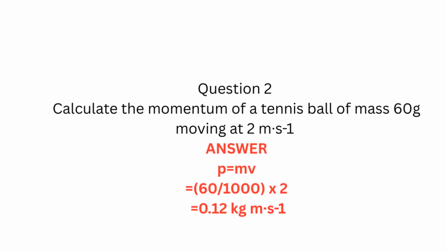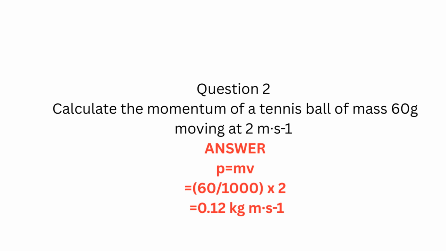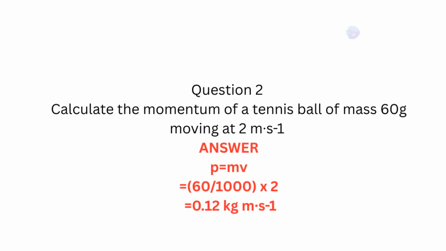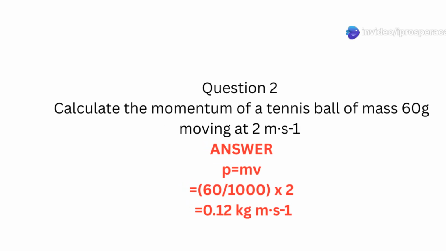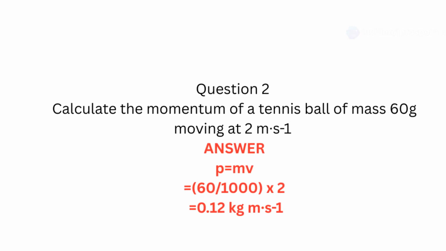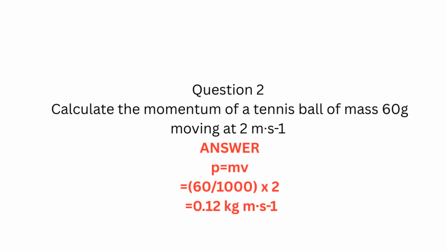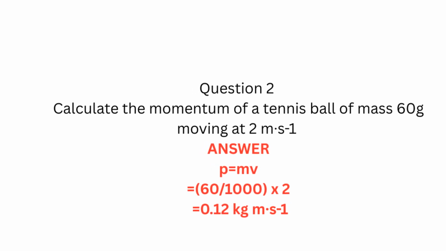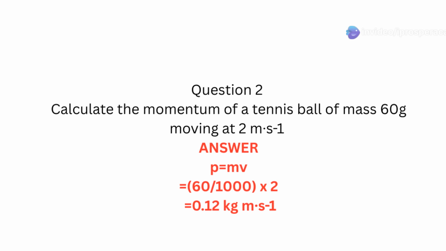Moving on to question 2, calculate the momentum of a tennis ball with a mass of 60 grams, moving at 2 meters per second. Again, we'll use the formula p equals m times v. Here, we need to convert the mass into kilograms, so that's 60 divided by 1000 and then multiply by 2. This gives us 0.12 kilogram meters per second.